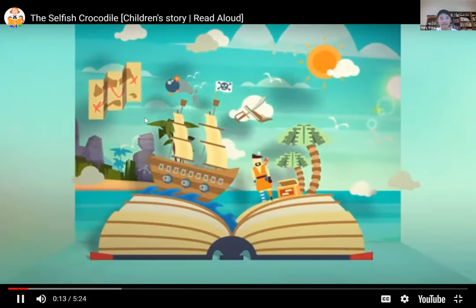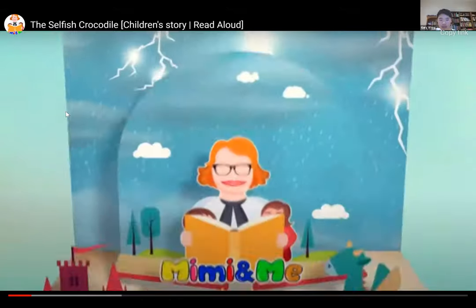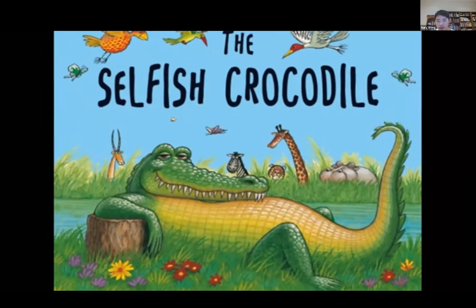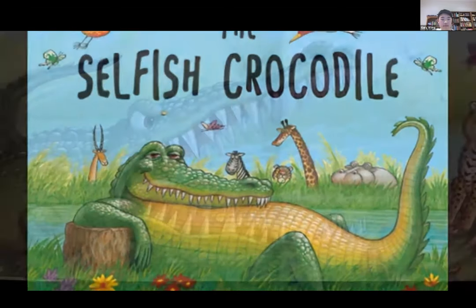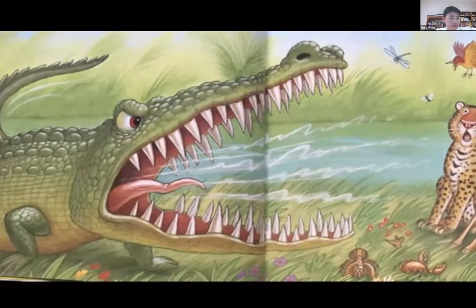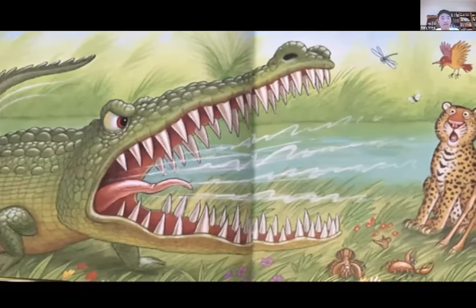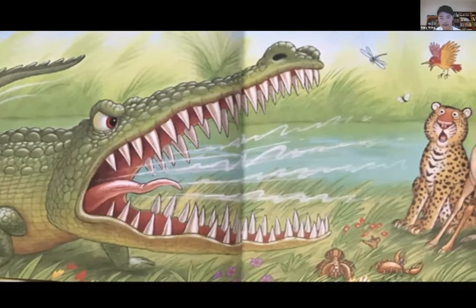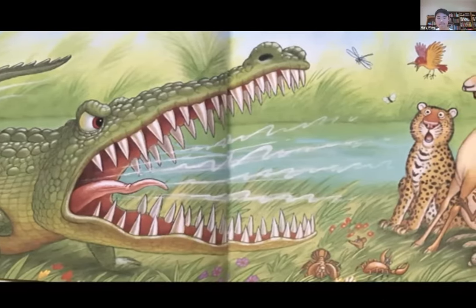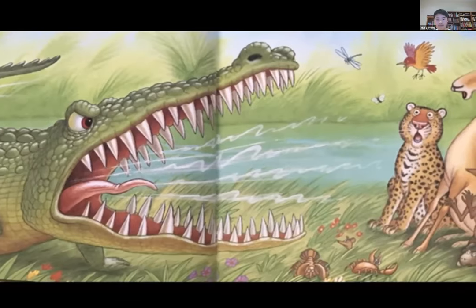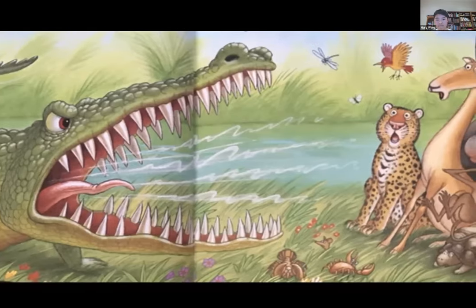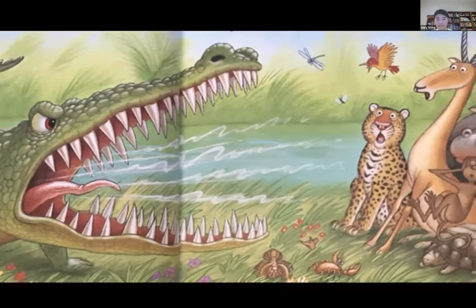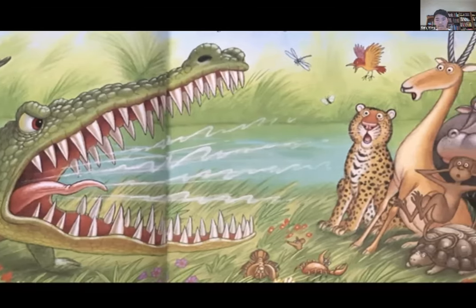I love listening to stories, don't you? I'm Mimi, and I tell stories. The Selfish Crocodile by Forsten Charles and illustrated by Michael Terry. Deep in the forest, in the river, lived a large crocodile. He was a very selfish crocodile. He didn't want any other creature to drink or bathe in the river. He thought it was his river. Every day he shouted to the creatures of the forest, "Stay away from my river. It's my river. If you come in my river, I'll eat you all."